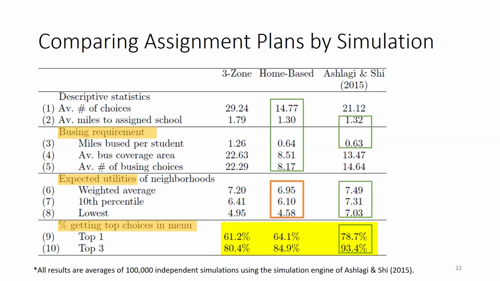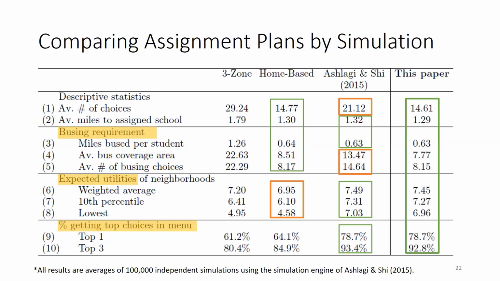Moreover, this improves the predictability. However, this previous approach could not limit the average bus coverage area, which is the area schools have to cover to pick up students, and that's undesirable. Using this improved theoretical framework as well as the new algorithms in Theorem 2, I'm finally able to account for all of these desirable objectives. So this uses less busing requirement than either the 3-zone or home-based plan, while improving on the expected utilities of students, while improving the predictability as well.